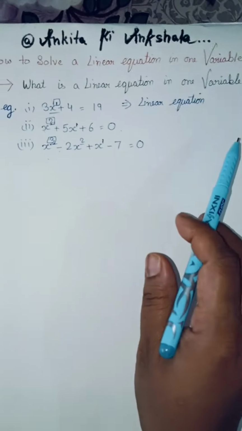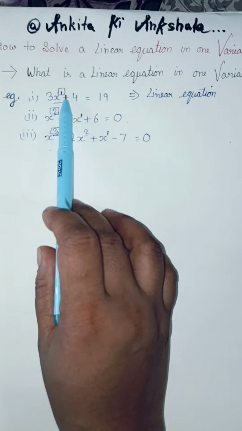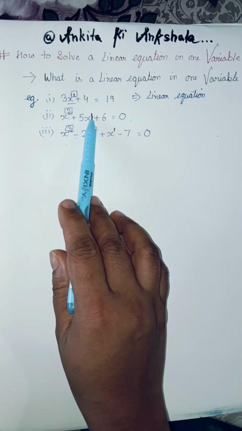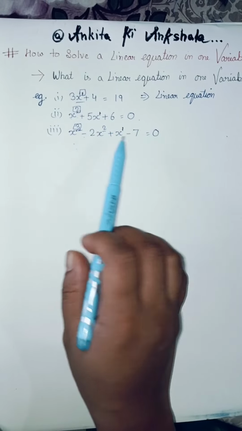So how to identify which one is a linear equation? See, in this equation, the maximum power of the variable is 1. And in this case, the powers are 2 and 1, so the maximum power will be 2. And here the powers of x are 3, 2 and 1, so the maximum power will be 3.